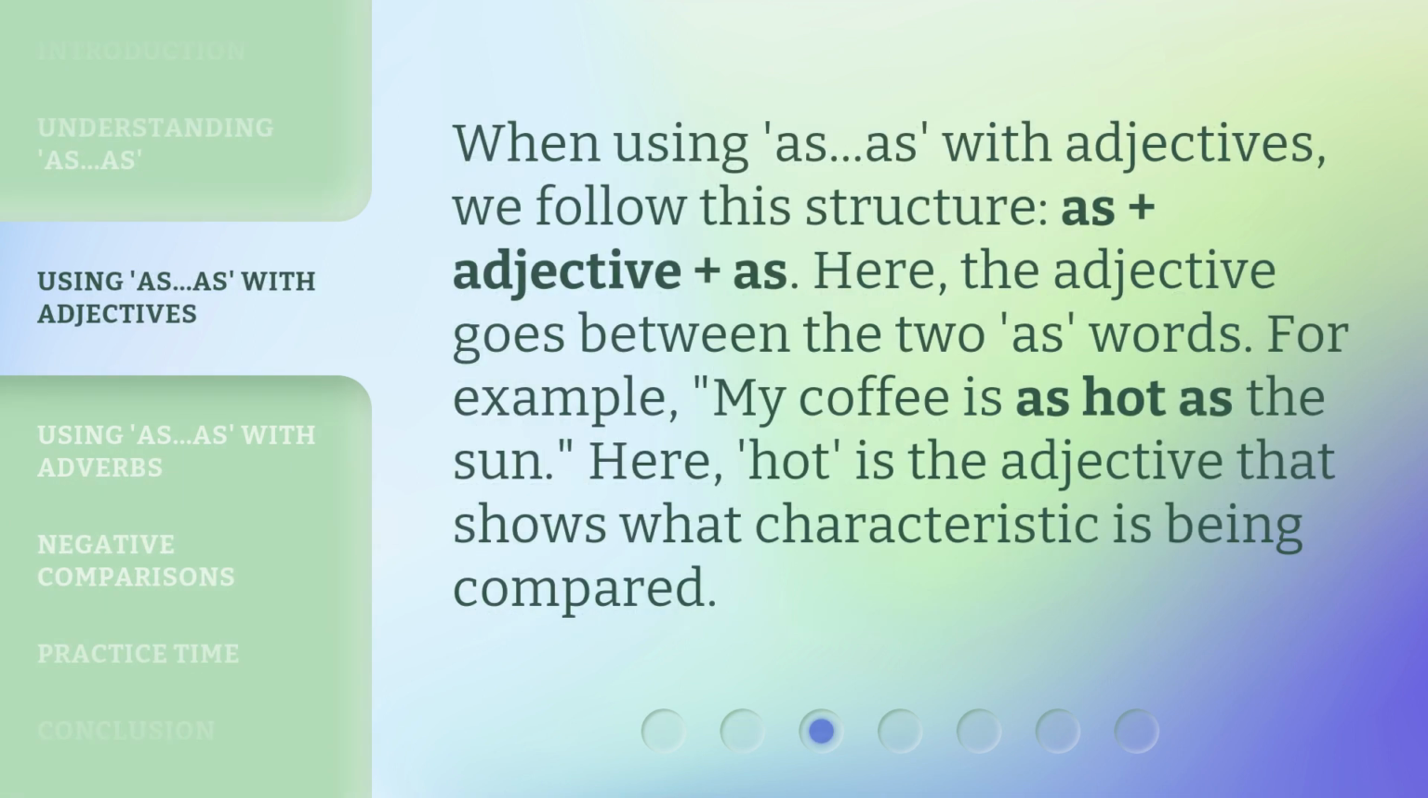When using "as... as" with adjectives, we follow this structure: as plus adjective plus as. Here, the adjective goes between the two "as" words. For example, "My coffee is as hot as the sun." Here, "hot" is the adjective that shows what characteristic is being compared.